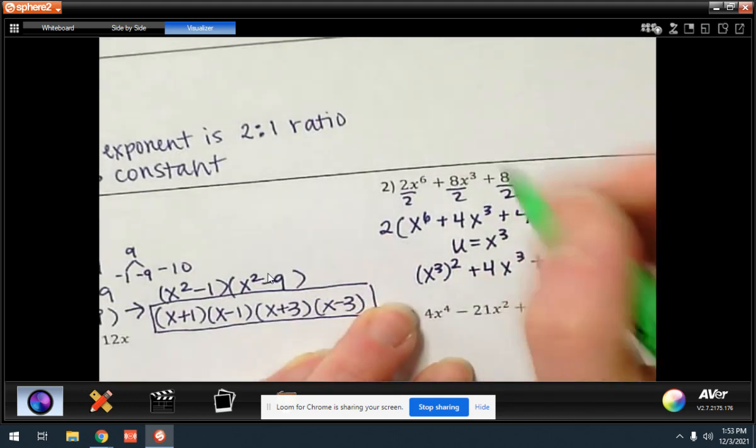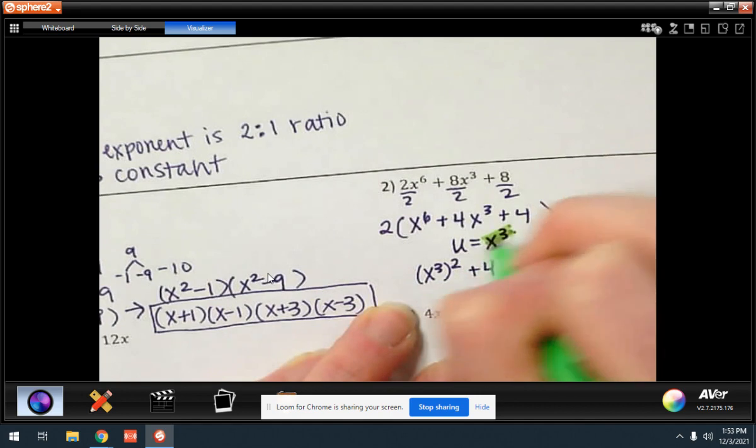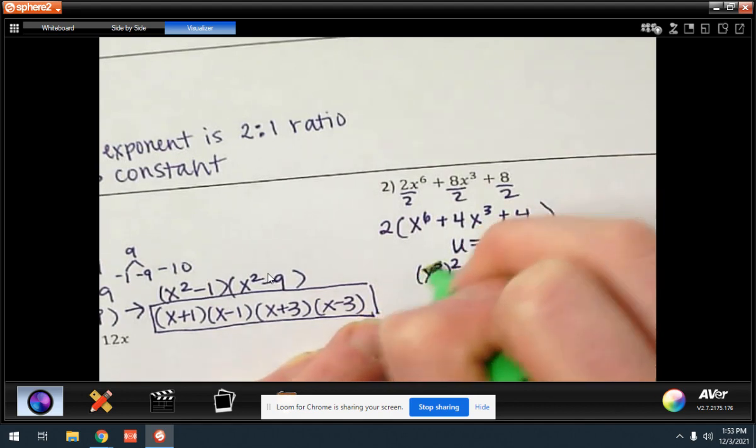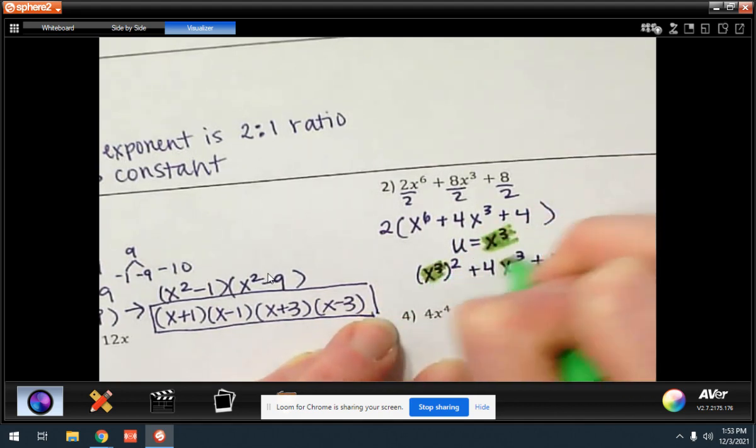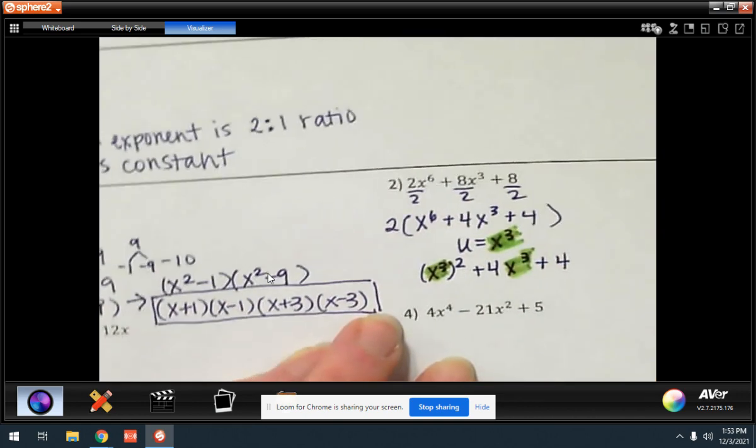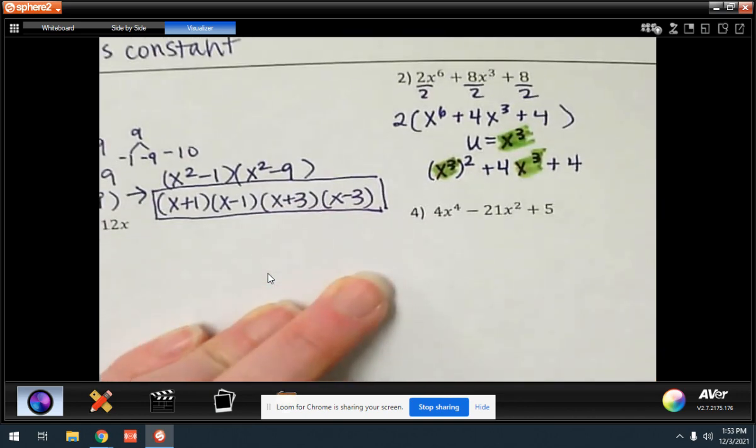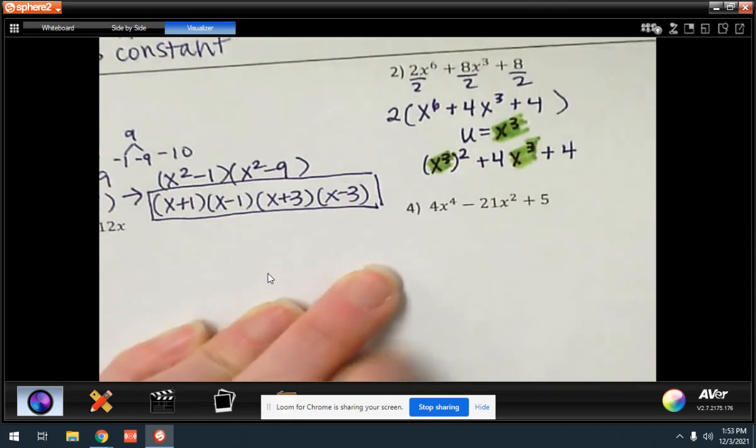Okay, so we've defined u to be this x to the 3rd, and we have x to the 3rd sitting right here and right here. He's getting subbed out of the game. U is going into the game.